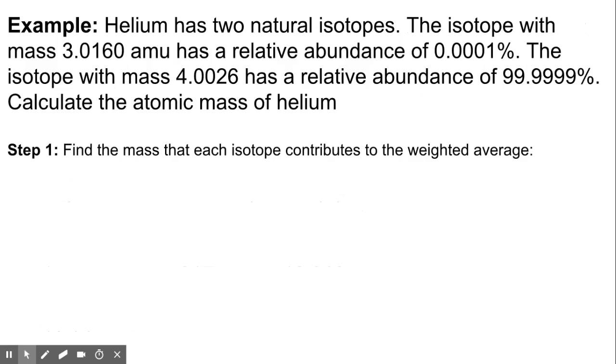Sometimes in this example, they give you what element you're dealing with and ask you to calculate the atomic mass. So now we have helium with two natural isotopes. One isotope has a mass of 3.0160 AMU and a relative abundance of 0.0001%. The isotope with a mass of 4.0026 has a relative abundance of 99.9999%.